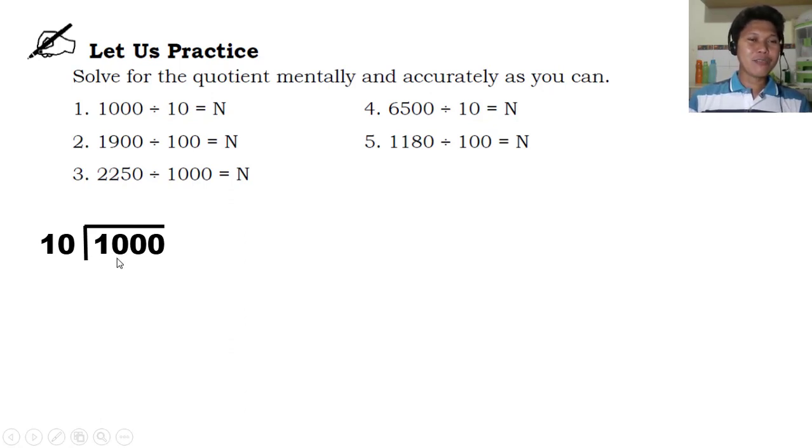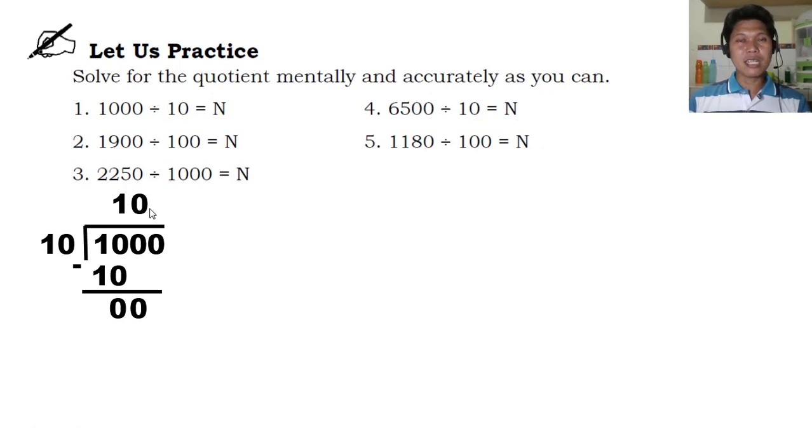Apply pa rin natin ang long division this time. So 10 divided by 10 is equal to 1. 1 times 10 is equal to 10. 10 minus 10 is 0. And then we are going to bring this down. So yan, bring down na yung 0 na yan. 0 divided by 10 is 0. Any number divided by any number is equal to 0. Okay? Wag lang 10 divided by 0, hindi pwede yon. Pero kung 0 divided by 10, 0 ang sagot nun.